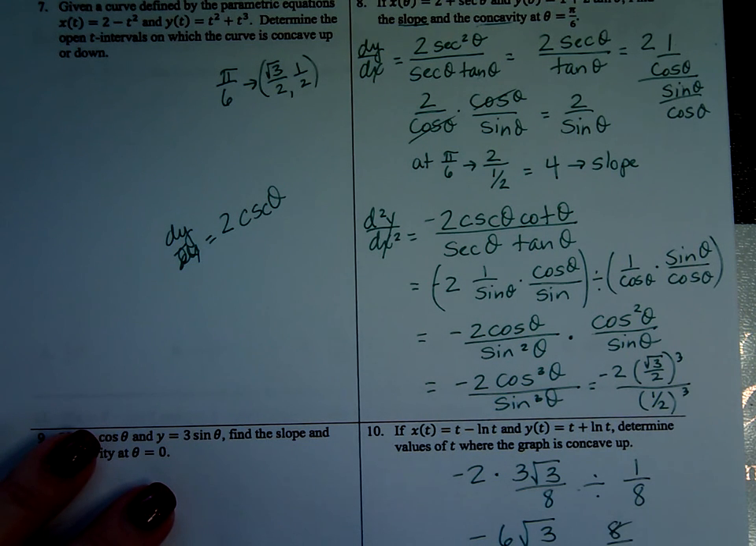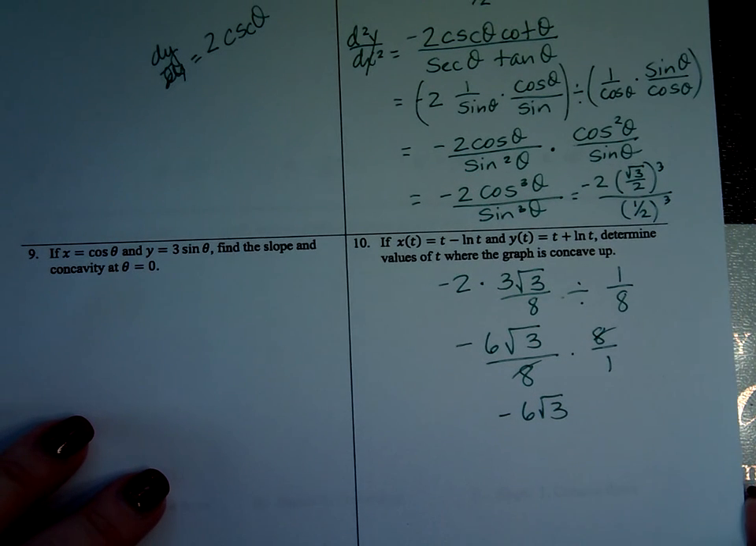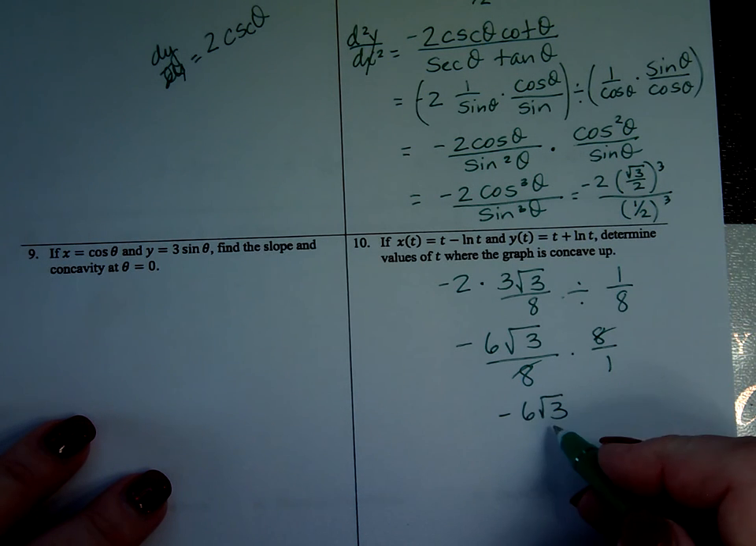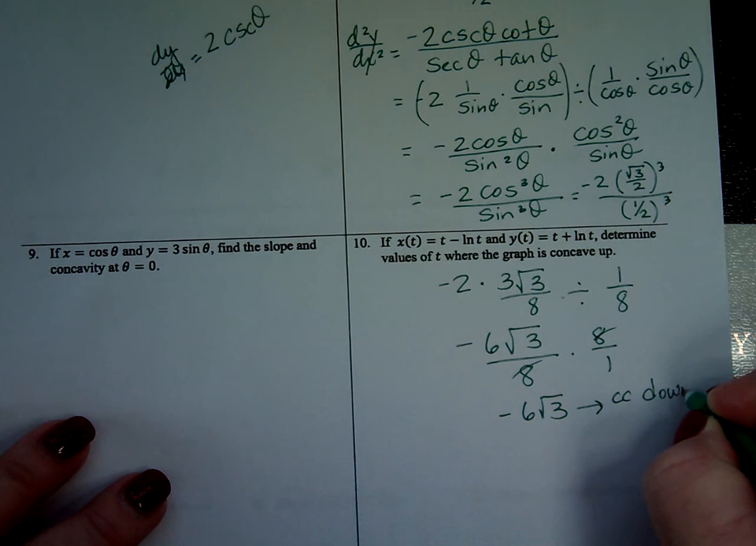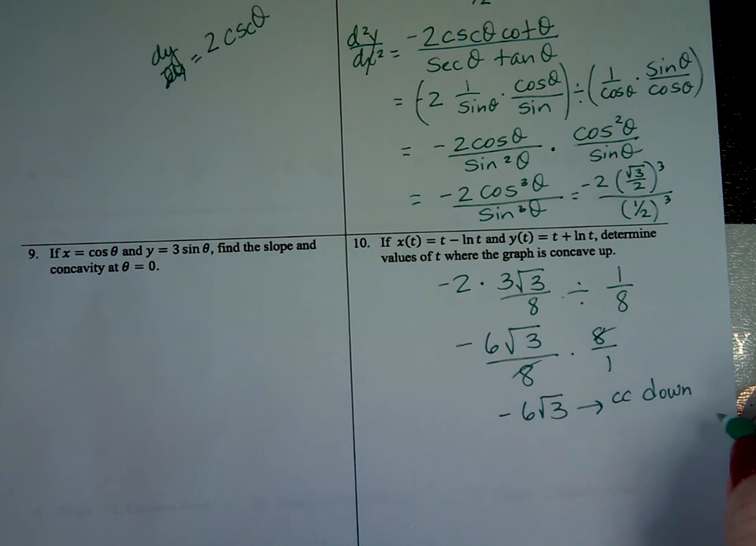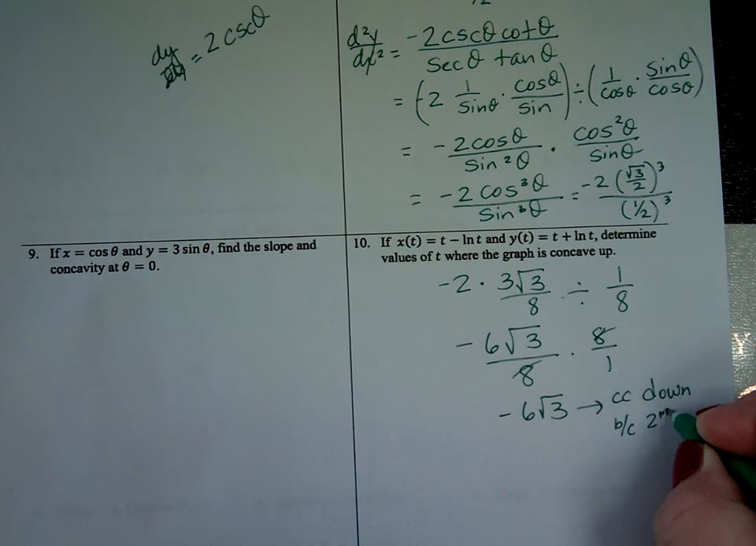And the question is, oh my gosh, we lost the question, right? What's the concavity at pi over 6? Well, at pi over 6, when I plugged it in, I get a negative value. That means it's concave down at pi over 6 because the second derivative is less than 0. It's negative.